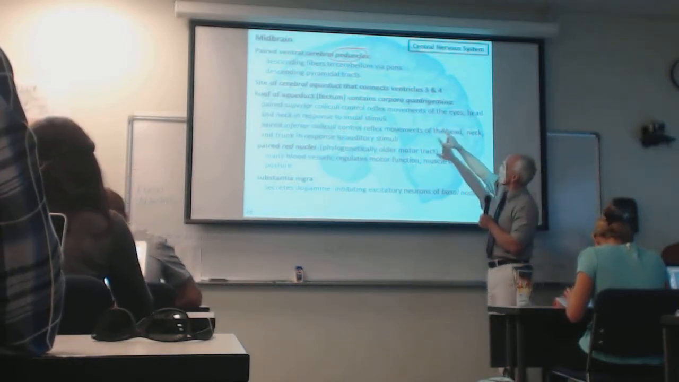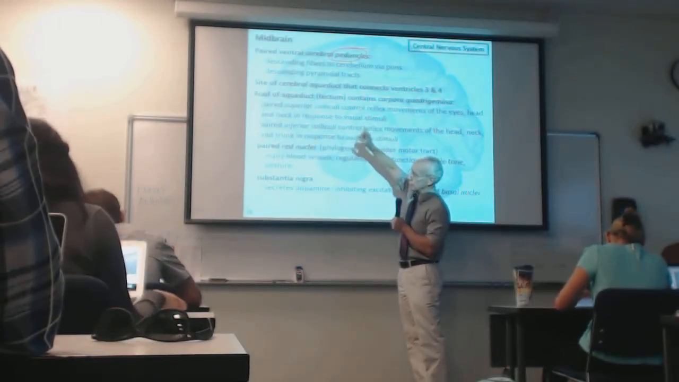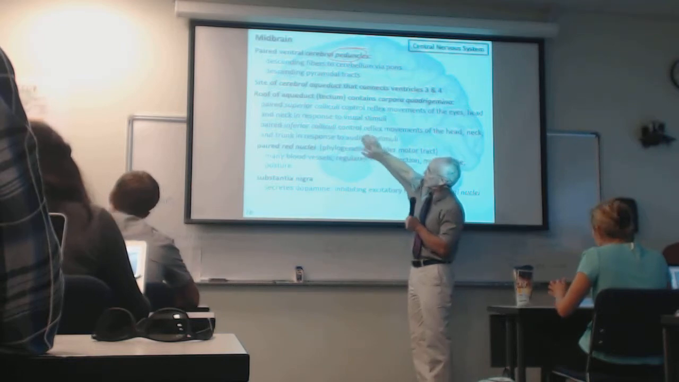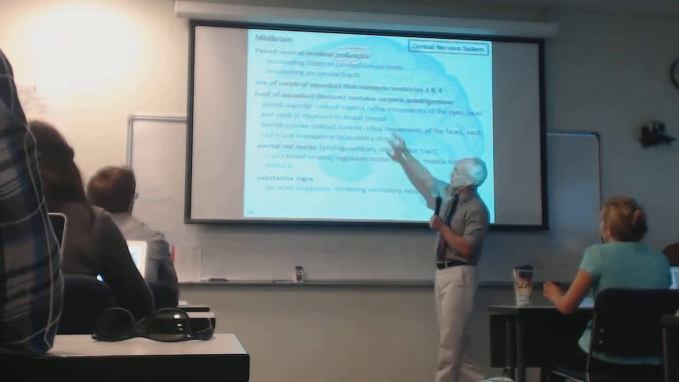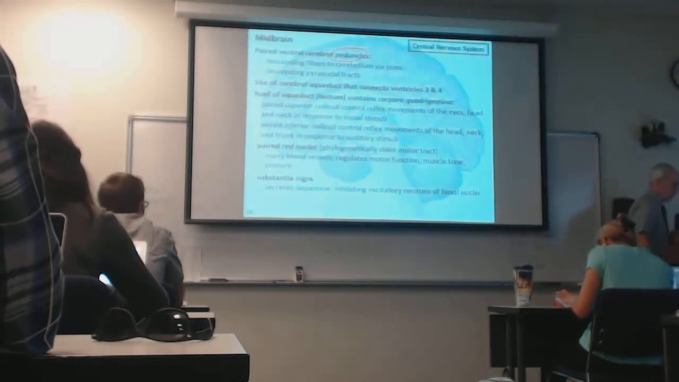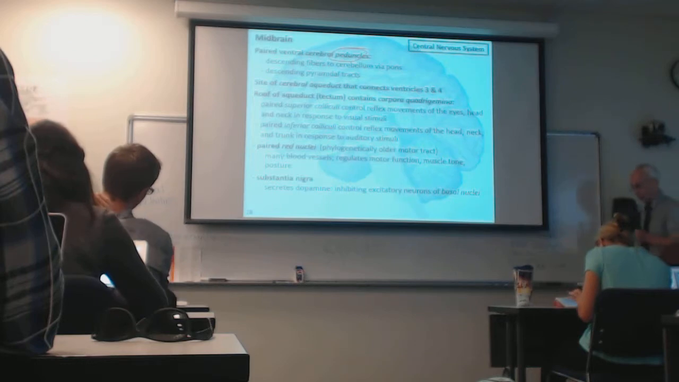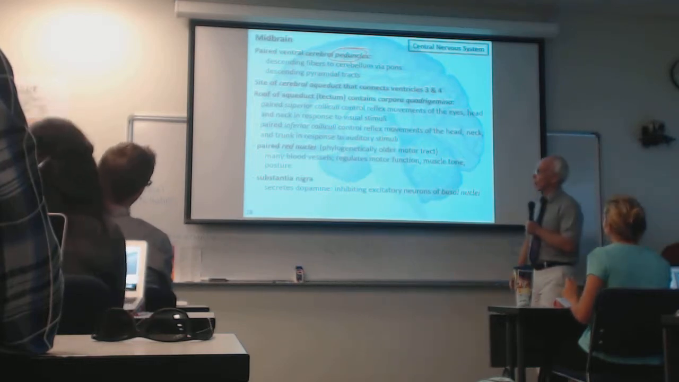Now, the corpora quadrigemina, you find 4 lobes here. There are 2 superior, or paired bilateral, superior colliculi and inferior colliculi. The superior colliculi chiefly process visual stimuli. The inferior colliculi chiefly respond to auditory stimuli.